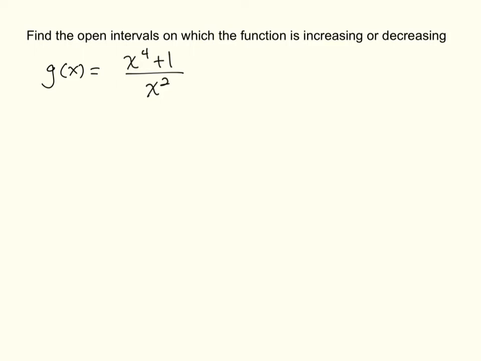we need to first use the quotient rule. Or at least that's how it looks. Because there's only one term in the denominator, this x squared, we can divide each term in the numerator by x squared to give us a new function that looks something like this. g of x equals x squared plus 1 over x squared. So now instead of using the quotient rule, the power rule can be used.